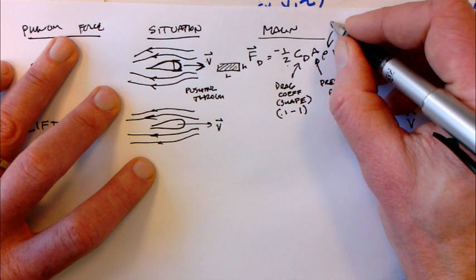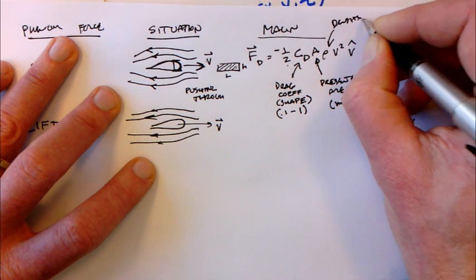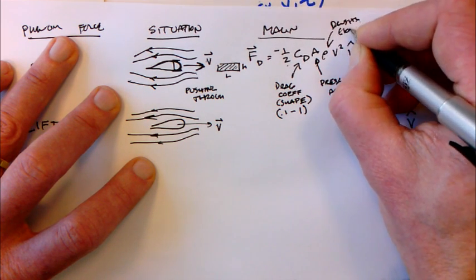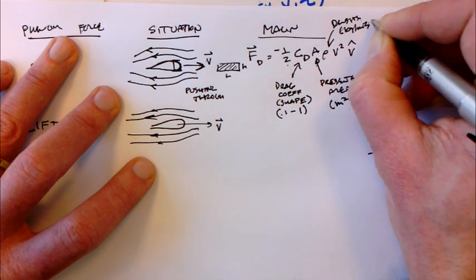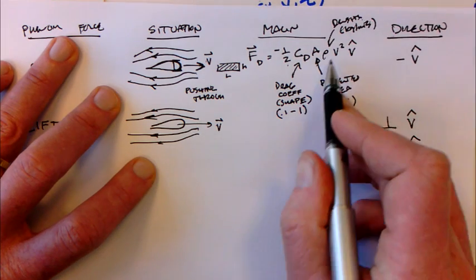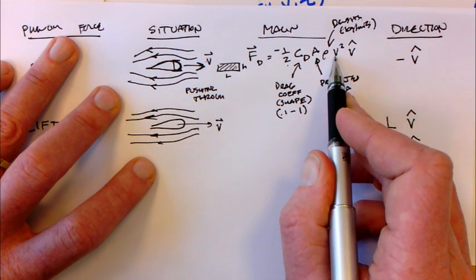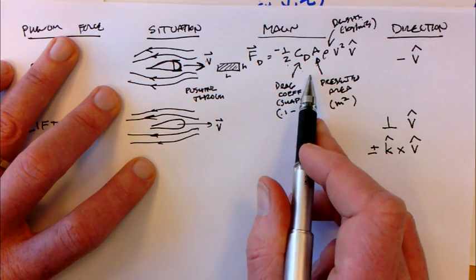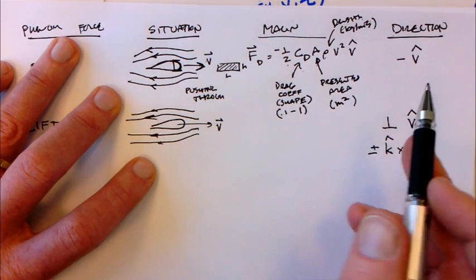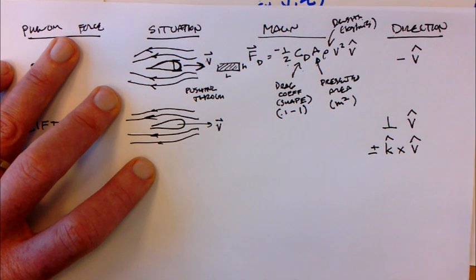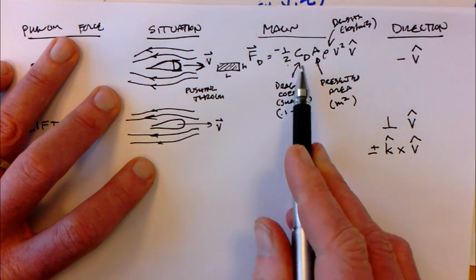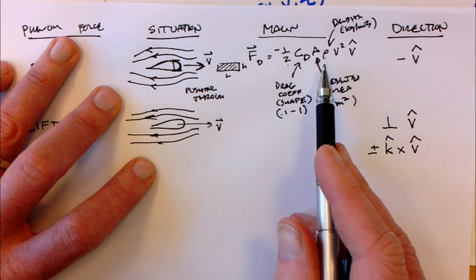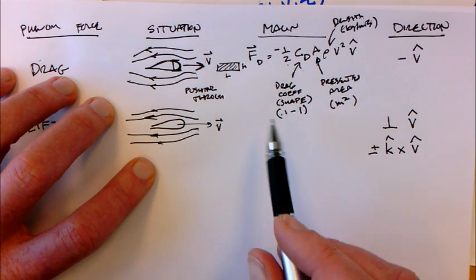Rho is the density of the fluid, so that's kilograms per meter cubed. And finally, v squared is the magnitude of the velocity squared. Now that's not always the model that you want to use for drag, but it's often appropriate for things that are moving through air. So for example, if you're modeling drag on a baseball, this is not a bad model. It's not a perfect model either, but it's okay.